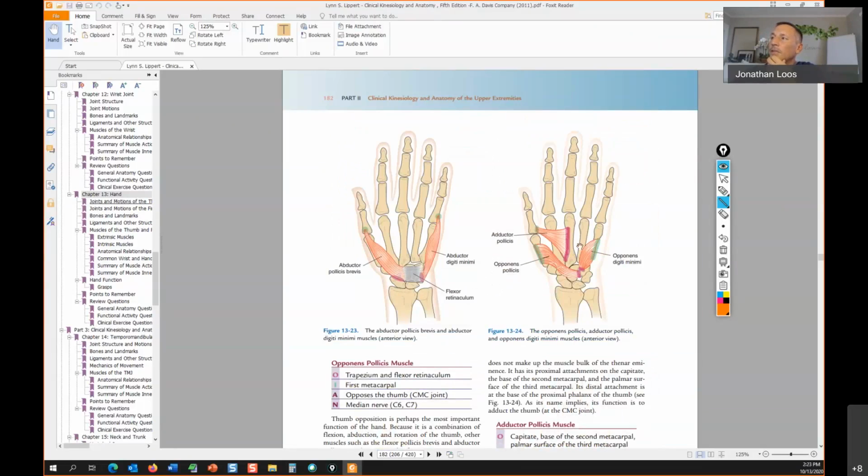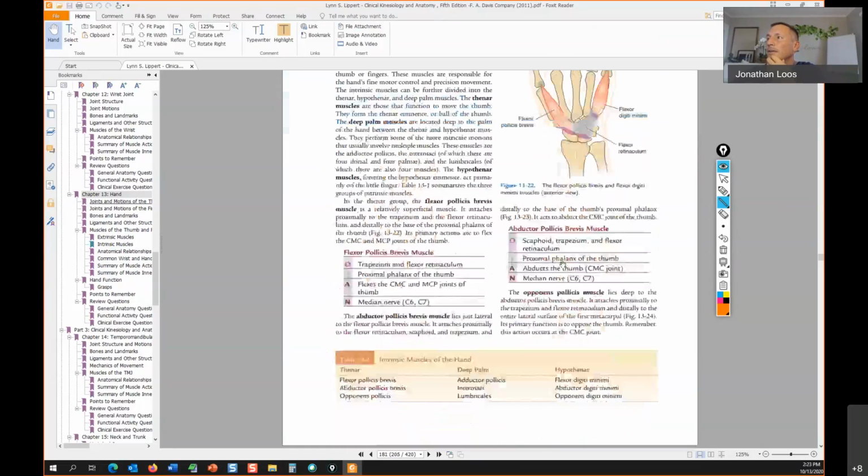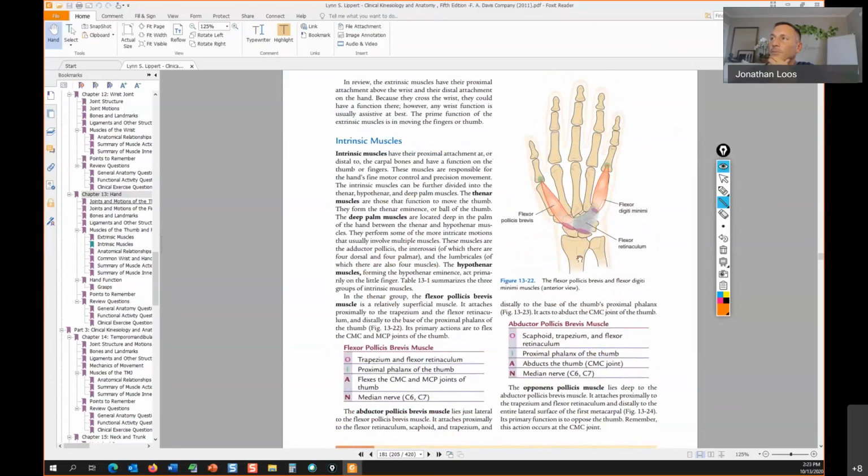opponens, and the one in figures 12.23, 13.24, and 12.22. Just know those attachments. And again, know them because of the importance of this opposition and reposition.